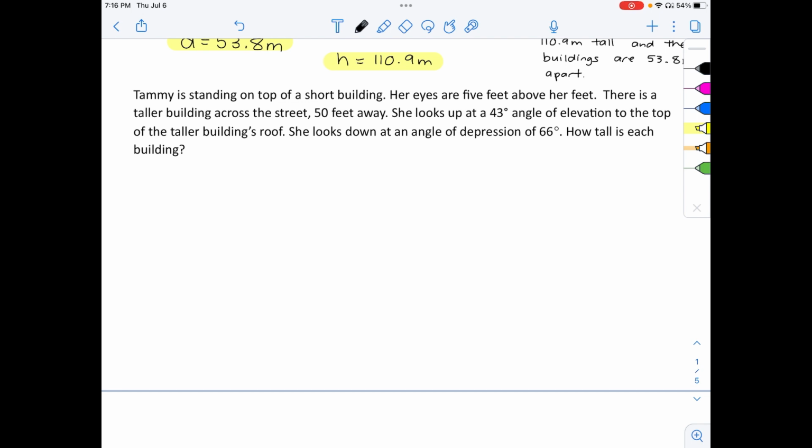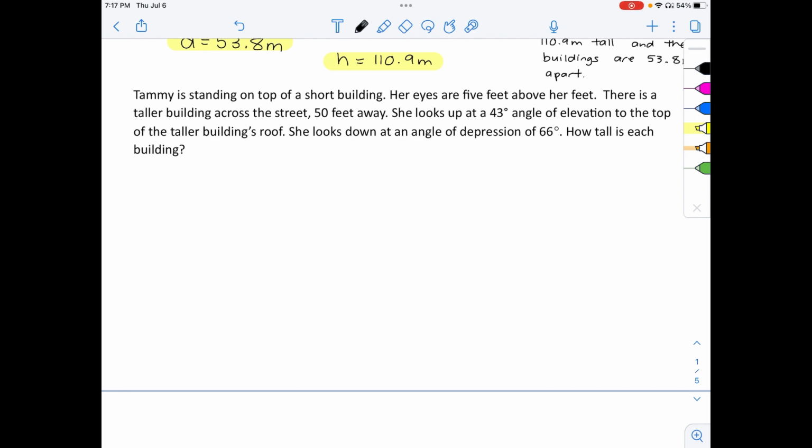So it says Tammy is standing on top of a short building. Her eyes are 5 feet above her feet. There is a taller building across the street 50 feet away. She looks up at an angle, a 43-degree angle of elevation to the top of the taller building's roof, and she looks down at an angle of depression of 66 degrees. We want to know how tall each building is.